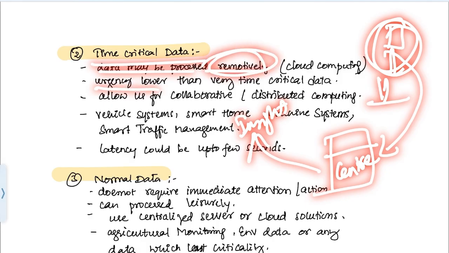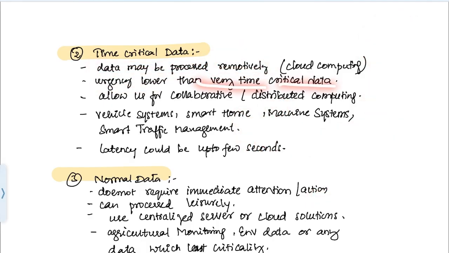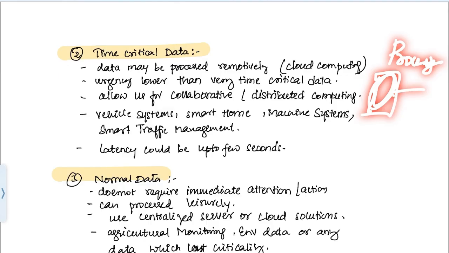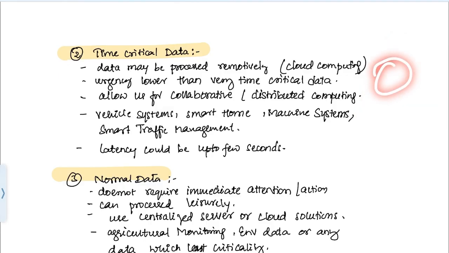So urgency, but it is lower than very time critical data. So processing of this data is very important. Let's say signal processing. Through CCTV camera sensors we will get to know whether in this time heavy traffic is there or traffic is not there, and accordingly the change of traffic signal should happen, right? So it is urgent, but compared to very time critical data, it is not that prioritized.